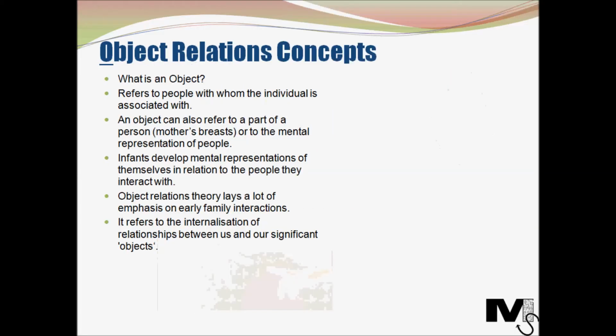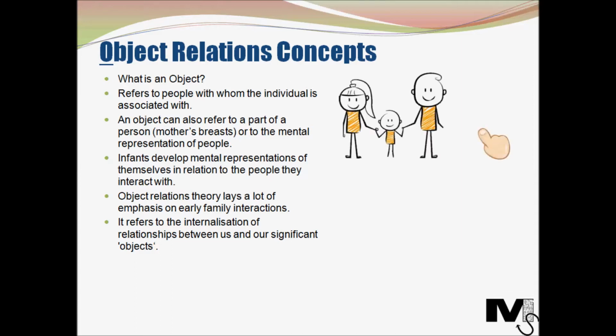It's firstly important to understand what an object is in the object relations theory. In the object relations theory, an object doesn't refer to inanimate entities. It refers to people with whom the individual is associated, like one's mother, father, or a caregiver. But in some cases, an object can also refer to a part of a person, like a mother's breasts. It can also refer to the mental representation of people.